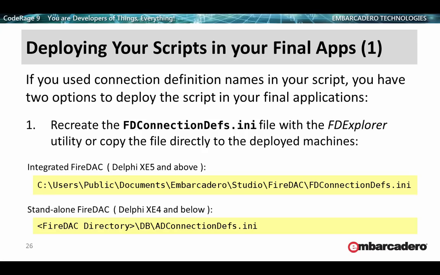or copy the file directly to the deployed machines. The location of this file is as follows. In the integrated version of FireDAC that ships with Delphi XE5 and above, the location is highlighted in the first line. If you have the standalone FireDAC version that ships with Delphi XE4 and below, you will see the location of this file in the line below, in yellow.